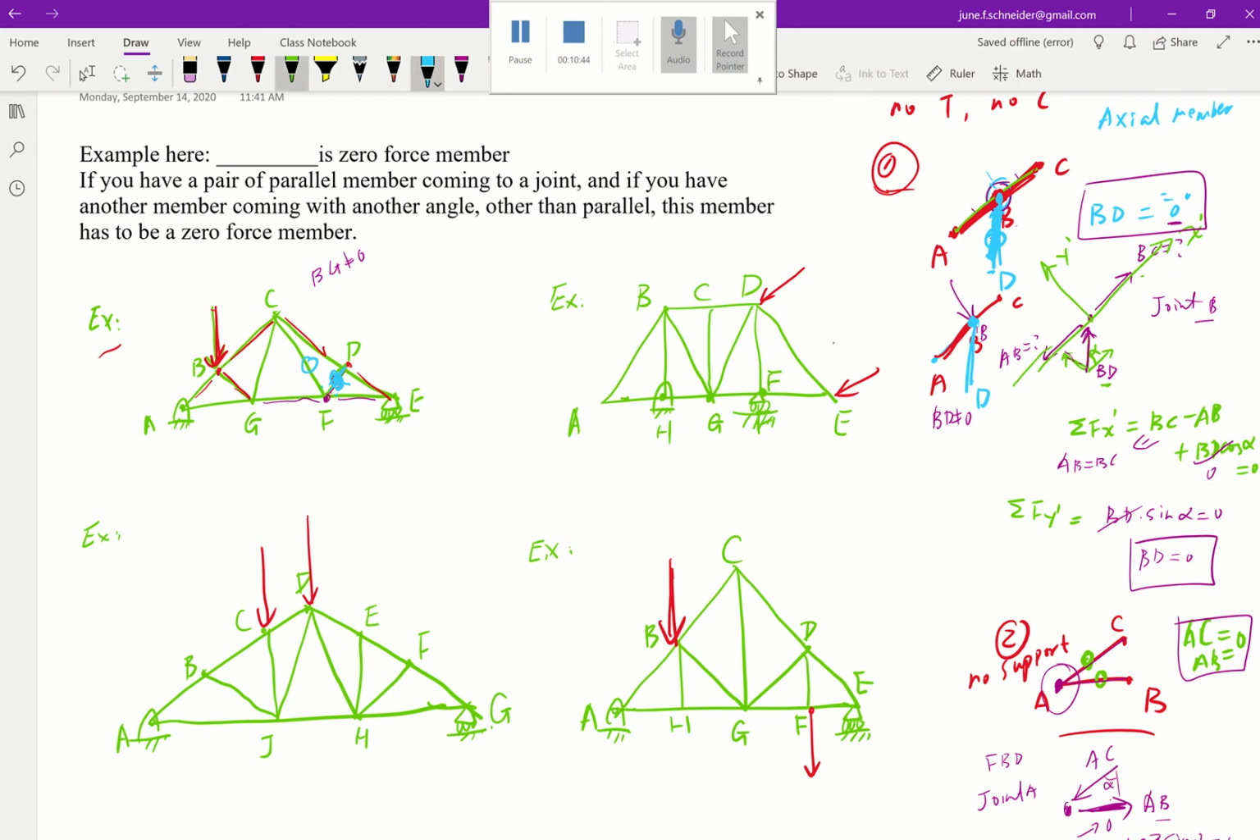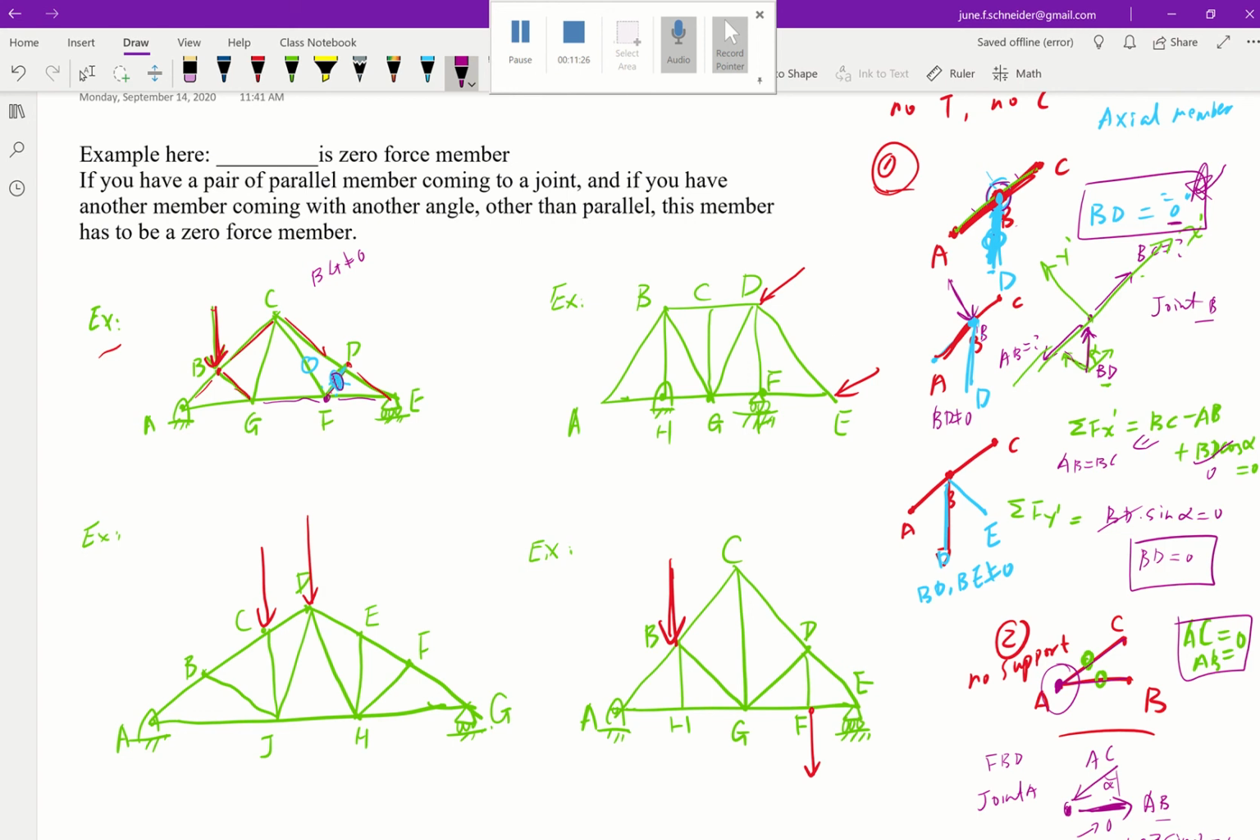So another exception, I'm going to write it down for you here. If you have AB and BC joined at B, and however you have several other members, for example BD and BE, in that situation BD and BE are no longer zero force members. It's very picky. It has to be only one member coming in, with no other forces acting on this joint, and then that one member will be a zero force member.